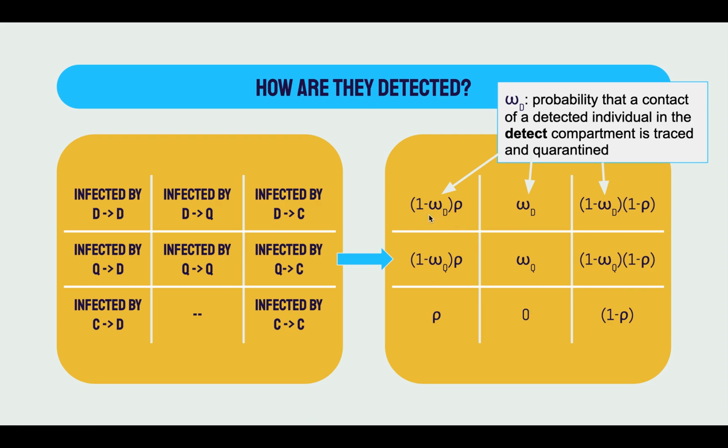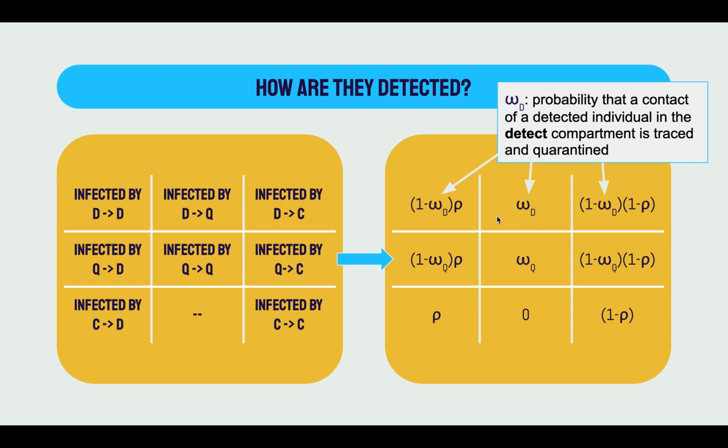So in this top quadrant, for example, where we're trying to calculate the proportion of folks that are infected by someone who was detected and then ended up in the detected quadrant, that's going to be 1 minus this omega d times rho. And then if we're trying to determine how many people are infected by someone who's detected and then end up in quarantine, that ends up being this omega d. And someone who's infected by someone who's detected that ends up in the community will be 1 minus omega d times 1 minus rho. And so this omega d here, this is going to be the probability that a contact of a detected individual in the detect compartment is traced and quarantined. So someone in that detect compartment, what's the probability that they're traced and quarantined?